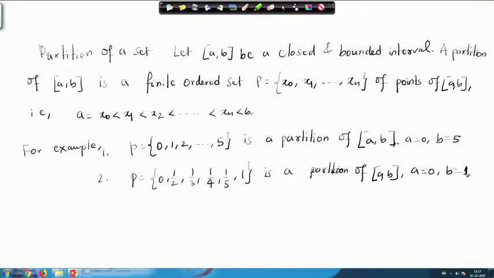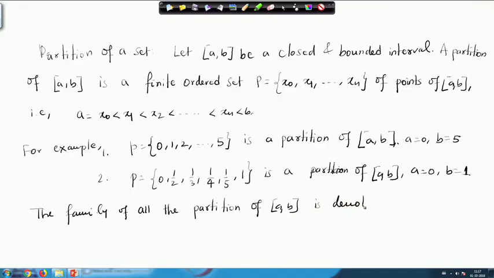You can consider any type of partition for this interval [a, b], and the family of all the partitions of [a, b] is denoted by curly P of [a, b].